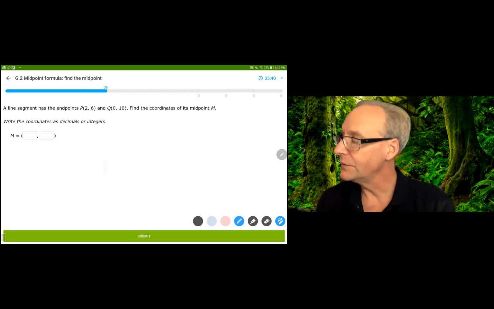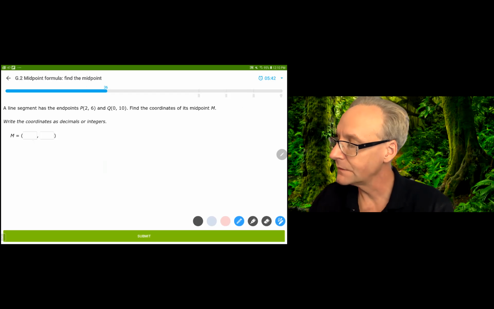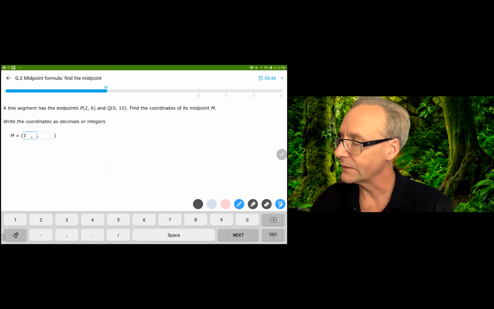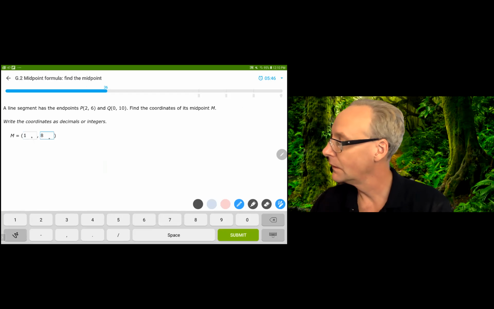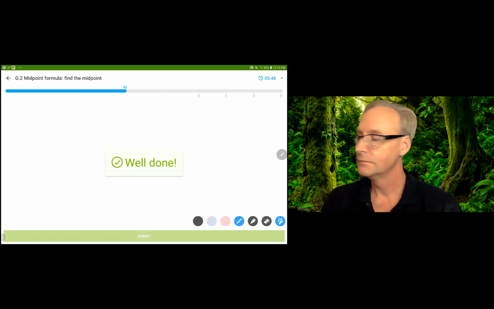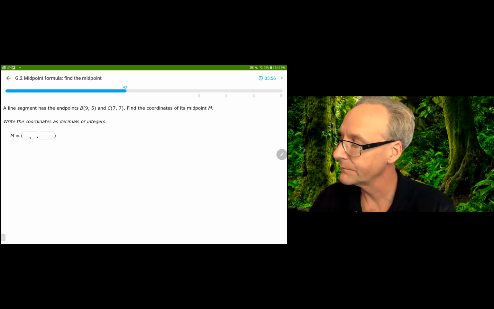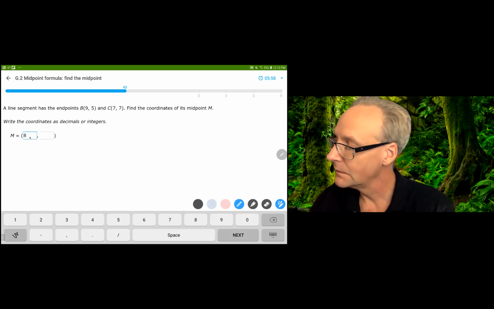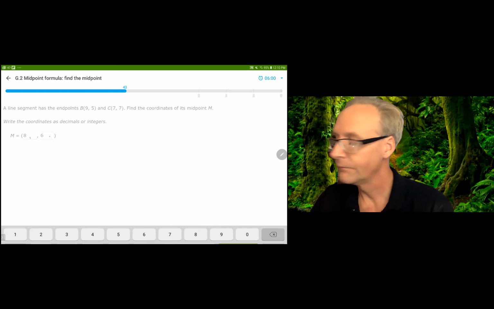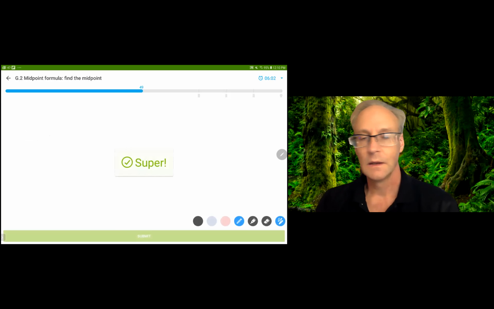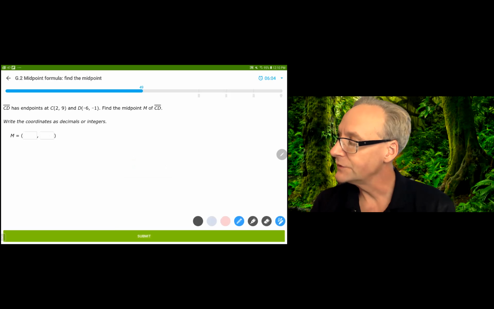This one is going to be 1, 8. I'm just doing it fairly quickly. And this one, we want the average of the x's and the average of the y's, and that's going to be 8, 6.